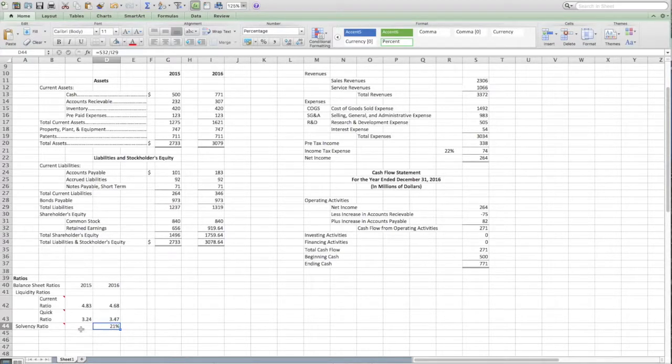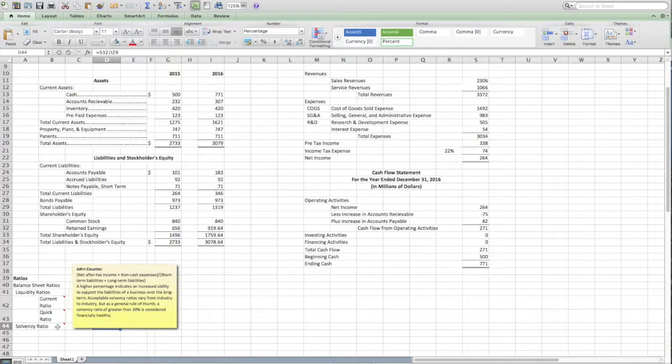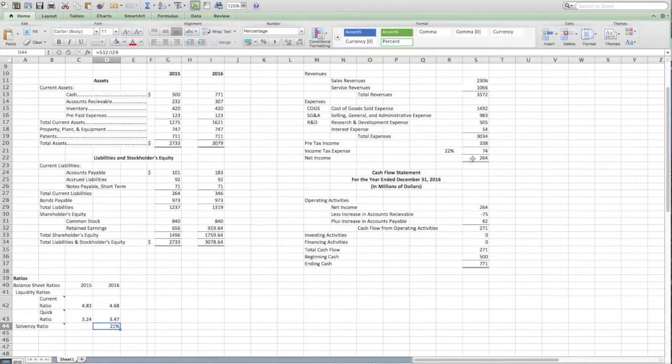The way that the solvency ratio is calculated is that it looks at net income, and compares that to the short-term and the long-term liabilities. So here are the current liabilities, and in this case, here are the long-term liabilities. In this case, it's bonds, right? And this number here is the total liabilities. It's these two added together. So that is the bottom of the ratio, the denominator.